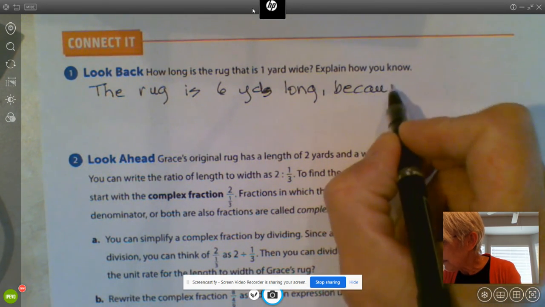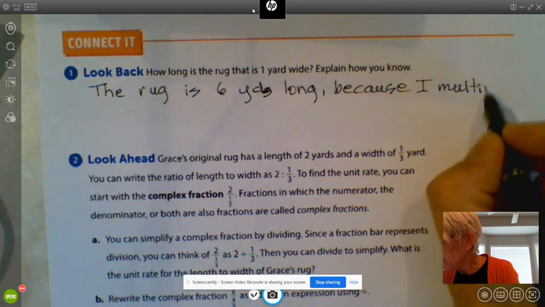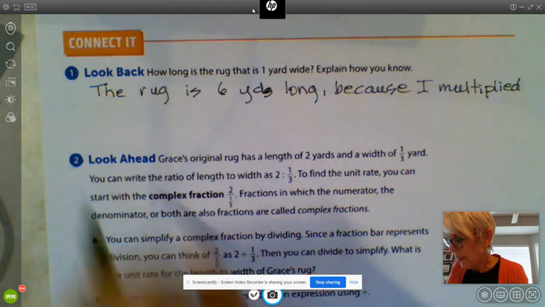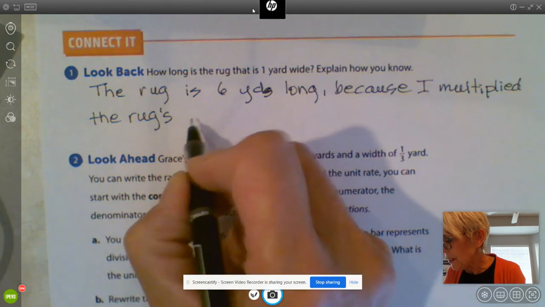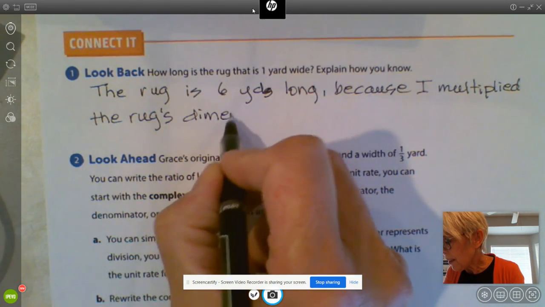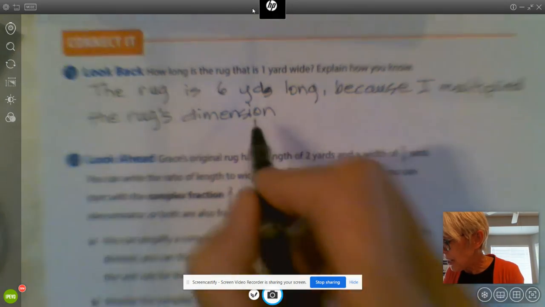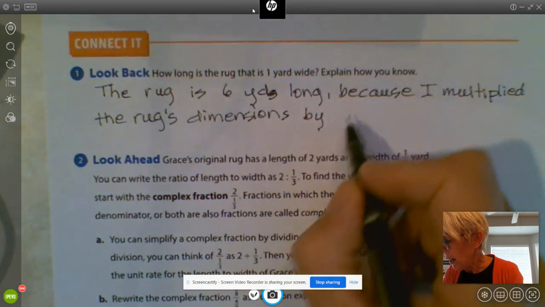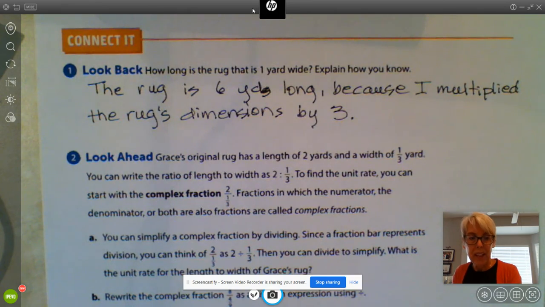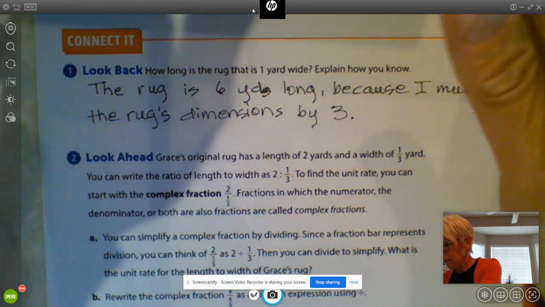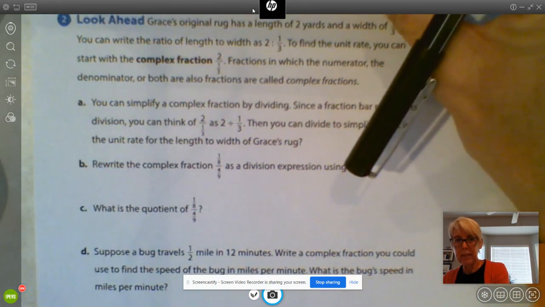because I multiplied the dimensions. I'm going to even put rug's dimensions. Now remember, a dimension is a fancy word for length and width. The rug's dimensions by 3. That's how I know. So let's look ahead. See if we can see this.